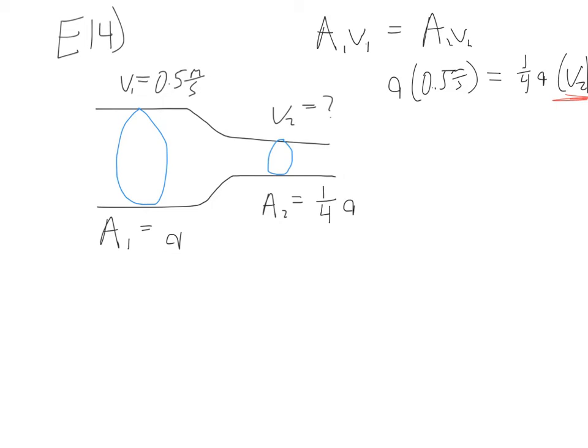So you might say, well, we don't know what the area is, but notice that there's area on this side and area on that side. If we have area on both sides, we can divide those out, and we don't have to worry about them anymore. So all we have to do to solve for this velocity 2 is multiply this 1/4 to the other side. So do the opposite of taking 1/4, multiply both sides by 4, and we end up with V2 equals 2 meters per second.